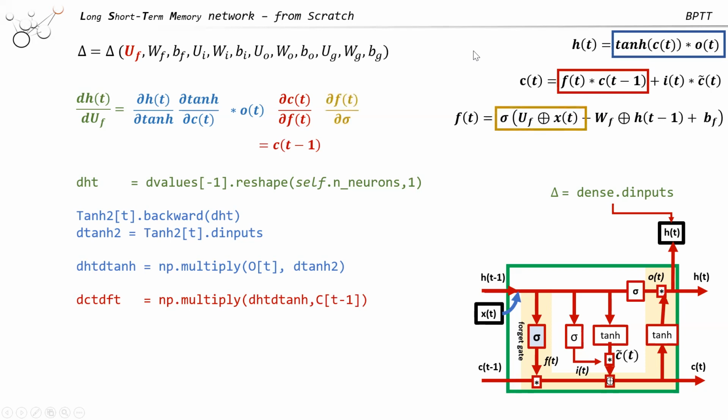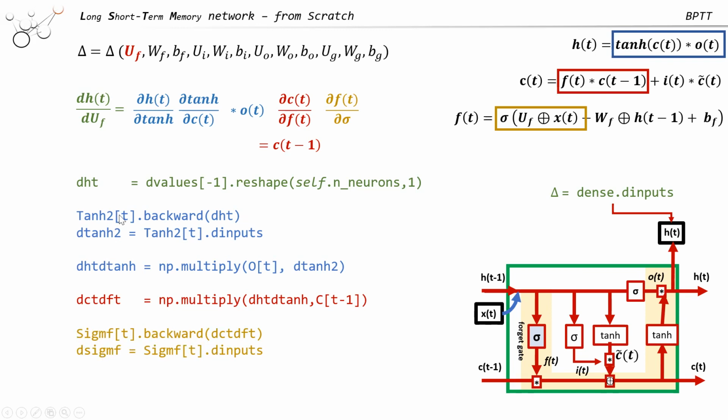Then we continue with the derivative of ft itself. And ft, of course, is a function of sigma. So we have to calculate the outer derivative of sigma times the inner derivative. In the same way we did it with the tangent hyperbolicus, we do this with the sigmoid function. So we have the outer derivative, and then we multiply this with the inner derivative, and that gives us the inputs.